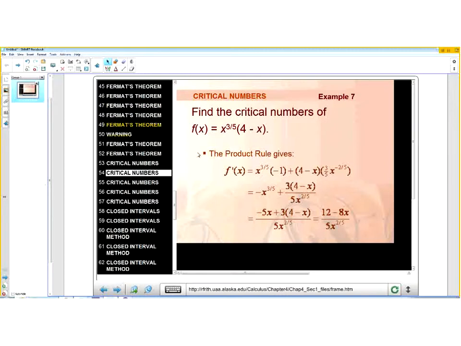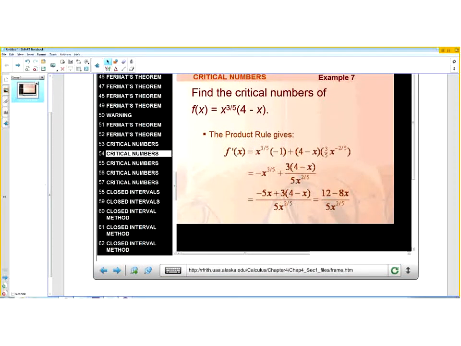We're going to use the classic product rule for differentiation. So it will be the first function times the derivative of the second. The derivative of the second function is -1, plus the second function times the derivative of the first. We use the power rule for differentiation of the first function. Then we have a sum, negative x to the 3/5 plus this, and we add the two functions algebraically. After simplification, the derivative is found to be here.